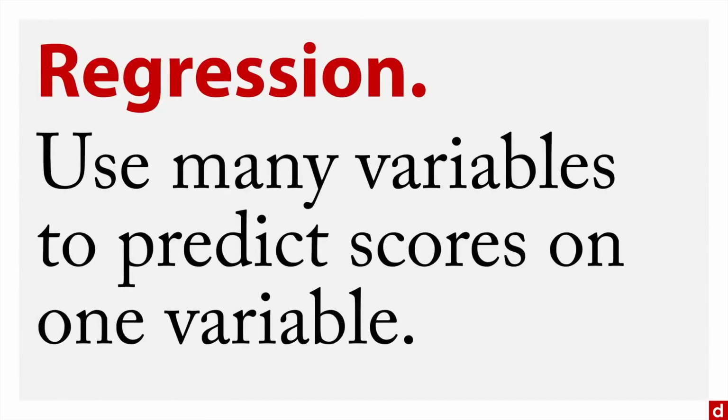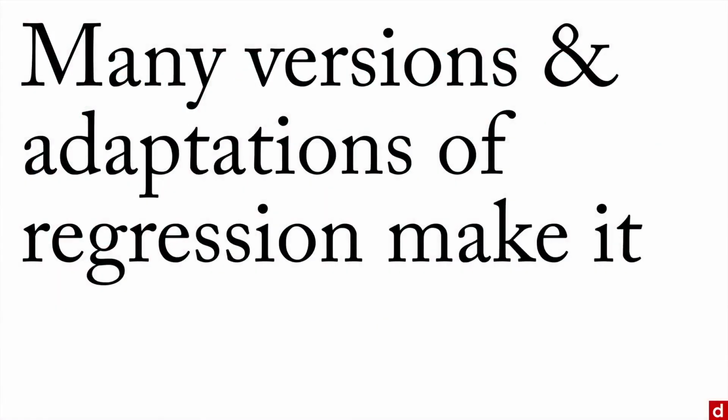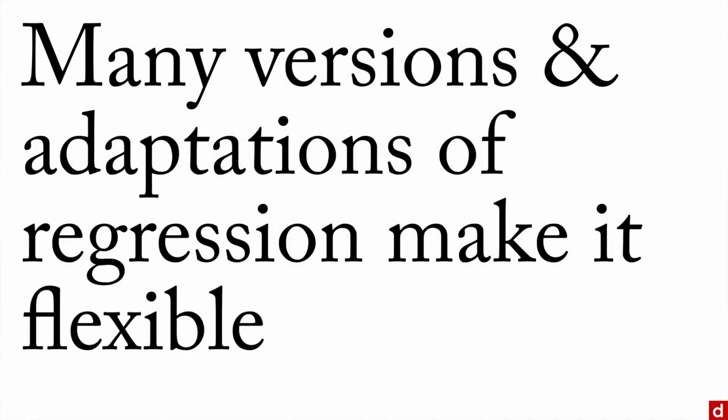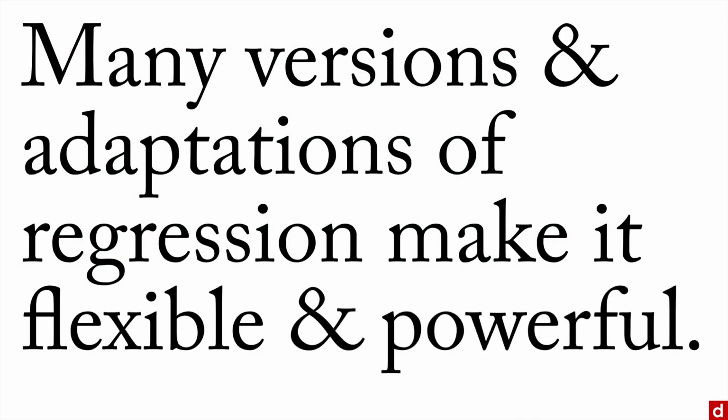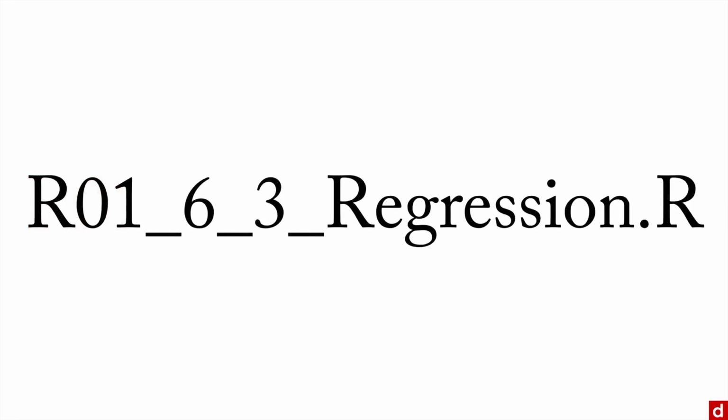The idea with regression is that you use many different variables simultaneously to predict scores on one particular outcome variable. And there's so much going on here that I like to think that there's something for everyone. There are many versions and many adaptations of regression that really make it flexible and powerful for almost no matter what you're trying to do. We'll take a look at some of these in R. So let's try it in R and just open up this script and let's see how you can adapt regression to a number of different tasks and use different versions of it.